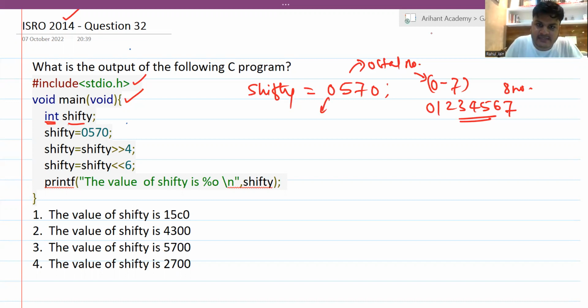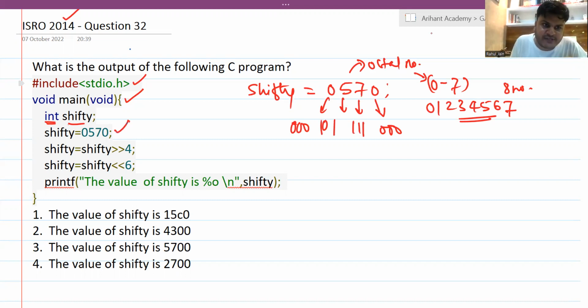So I can represent this 0 as 0, 0, 0. I can represent this 5 as 1, 0, 1. I can represent this 7 as 1, 1, 1. And we can represent this 0 as 0, 0, 0. Now, we have done up to here.